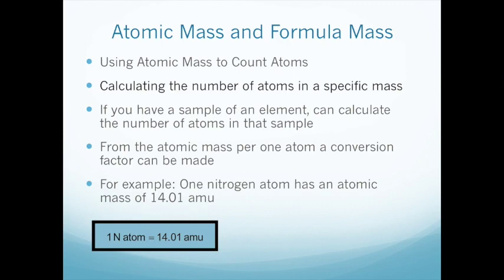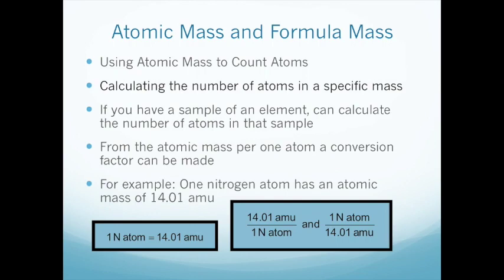So, one nitrogen atom weighs 14.01 AMU, and that means that we have the following conversion factors when we're dealing with atom counting situations. For every 14.01 AMU, there is one nitrogen atom, and for every one nitrogen atom, there are 14.01 AMU of mass.